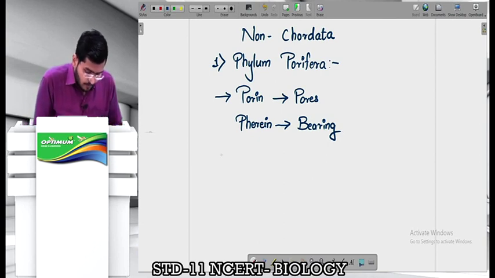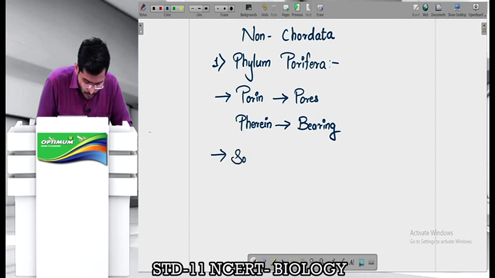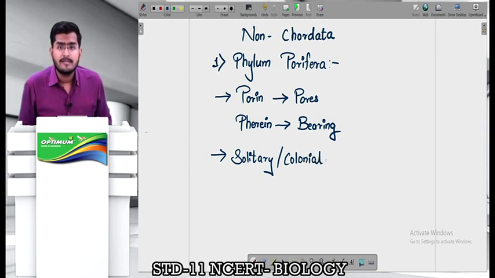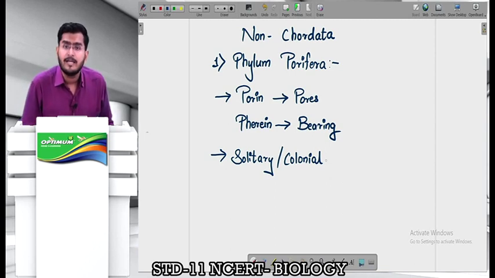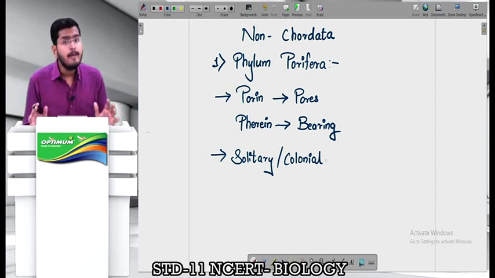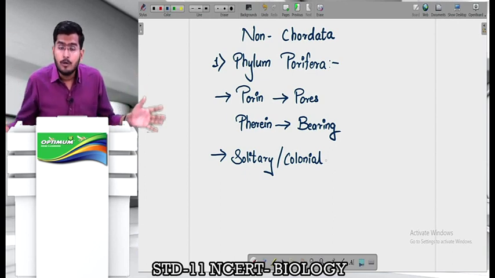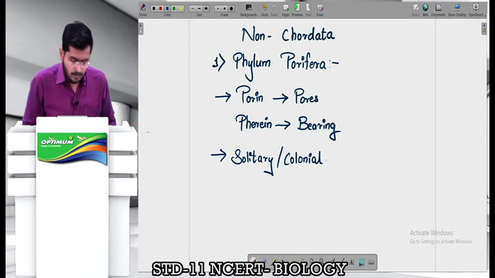Okay, now let me tell you that these organisms are going to be solitary or colonial. Now what do you mean by this? Solitary are those organisms which live alone. If they are found alone, we call them solitary, and if they are found in groups together, we call them colonial.